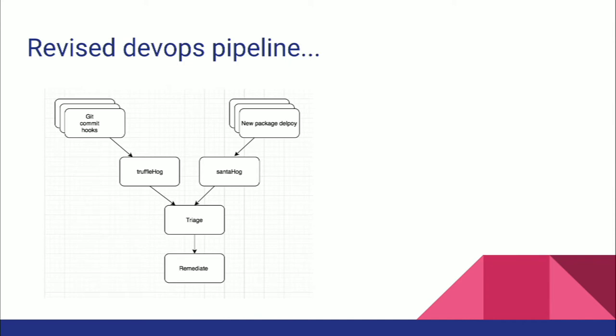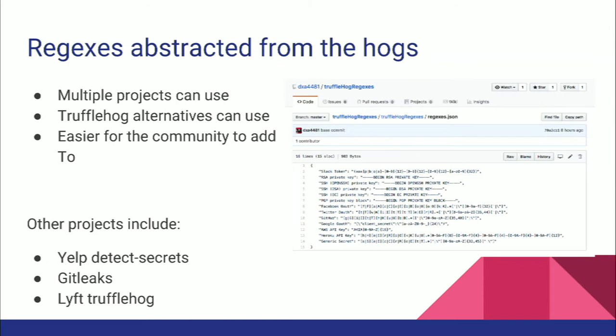And this is what the new revised DevOps pipeline could look like if you were scanning those two sources of code. Because at this point I have two projects that are relying on these regular expressions. And at this point, a bunch of other projects started doing the same thing. So for example, somebody wrote a Go version of TruffleHog called GitLeaks, and they had basically copy-pasted the regular expressions over. I just decided to pull the regexes out and put them in their own package. That way the whole community can just point to one common place. We can all write the same rules.